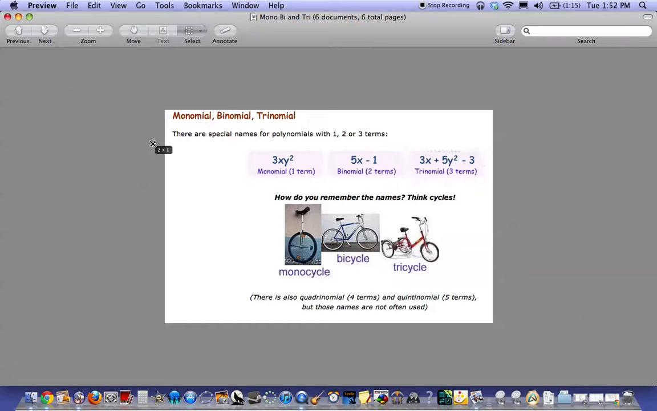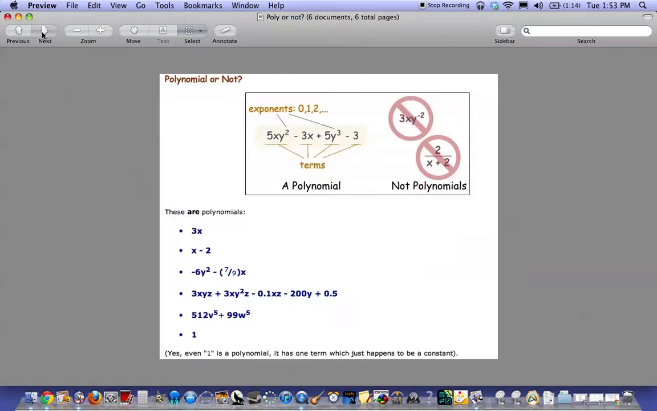Now, obviously there are many other types of polynomials. You can have 4 terms, you can have 5 terms, you can have 2,000 terms. Technically all of that's possible, but these are just the 3 most common, and we call them monomials, binomials, and trinomials.